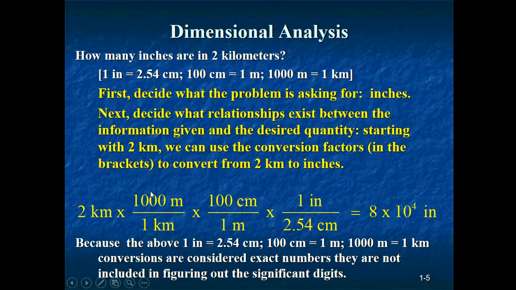So it's 2 times 1,000 times 100 times 1 divided by 1 times 2.54. Close your parentheses at that point. And since, again, we said that we're going to have 1 significant digit at the end, you look at your calculator and calculate that, and you will end up getting 8 times 10 to the 4th inches.